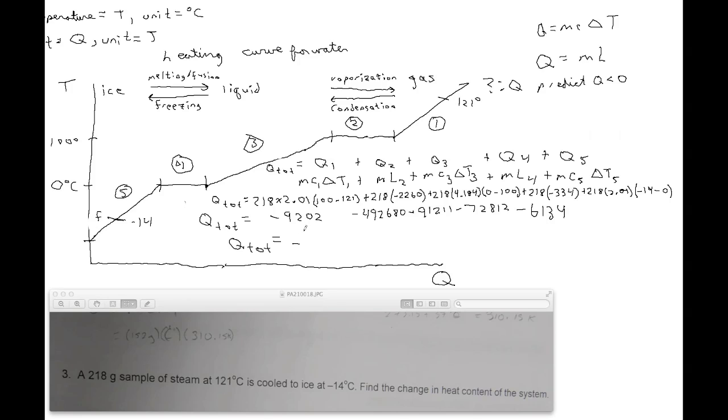Okay, so what answer did you get? Negative 671,409 joules. Now I'm pretty close to you, so I guess this is just rounding error. So you got negative 670,000 approximately, huh? Let's see, where did I go wrong?